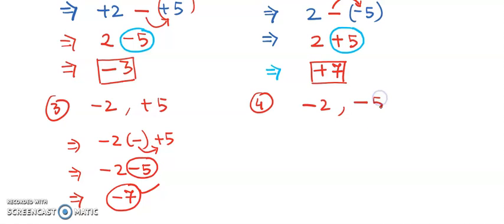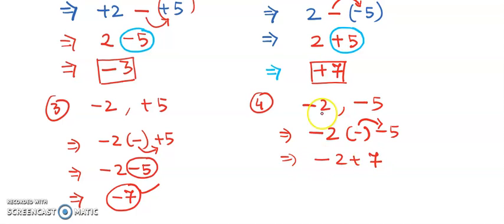Let us move towards the last rule, when both the integers are negative and we have to subtract them. See the minus sign in the bracket. Minus 5. When the minus sign multiplies inside it, it will become positive. Minus 2 plus 7. Sorry, minus 2 plus 5. Let me erase it.